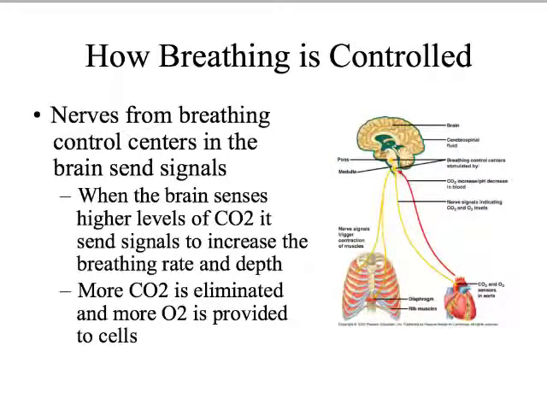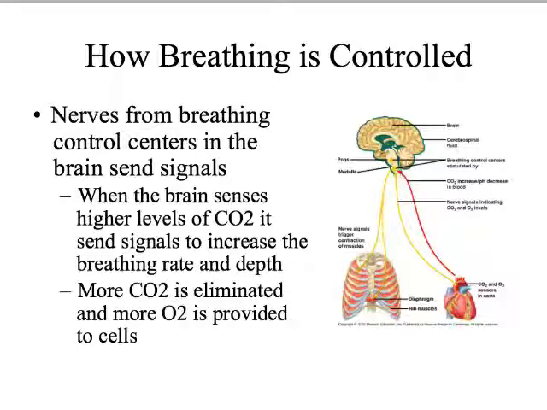Now, in order to control breathing, there is some kind of involuntary control, like when you're sleeping, you don't have to continually tell yourself to breathe. But we can also consciously increase our rate of breathing, increase the depth of breathing, hold our breath, or take a big breath. So we have a two-way system there. All of those signals come from the brain. Nerves from breathing control centers in the brain send signals down to the muscles in your rib cage and the diaphragm.